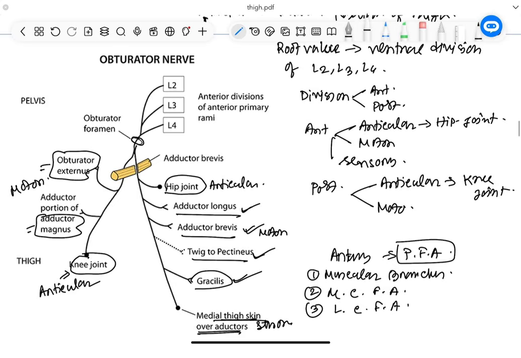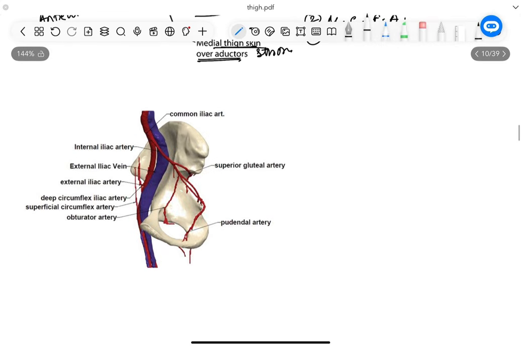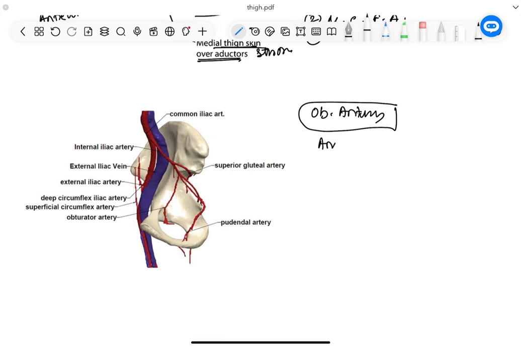Next, obturator artery. The next question will come related to the obturator artery. As we said, in this compartment there are two arteries. Obturator artery arises from the anterior division of the internal iliac artery. So, from where does it arise? It arises from the anterior division of the internal iliac artery and enters into the pelvis and supplies.